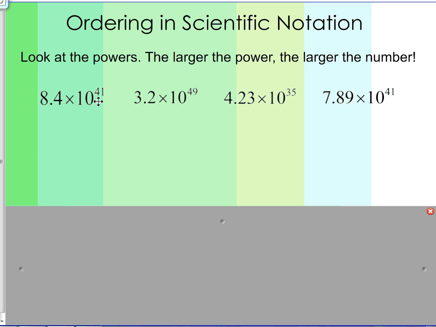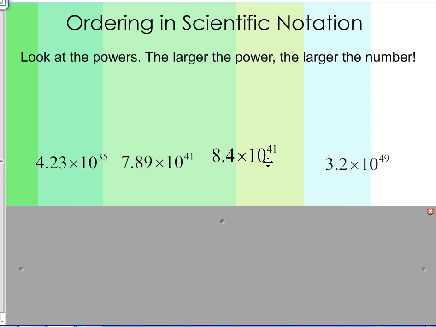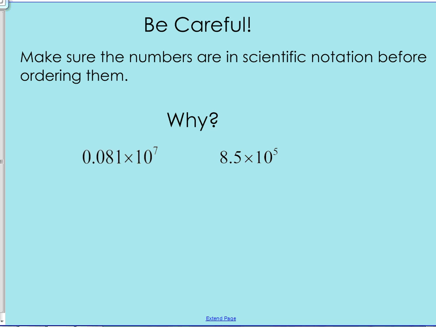So for example, I have these 4 numbers. Look at my powers. I have 41, 49, 35, 41. So I'm just going to automatically start putting some where I know that they need to go. I know this 35 is going to be the smallest, and this 49 is going to be the largest. But in this case, I have 2 powers of 41. So we need to actually look down at the integer out in front. In this case, 7.89 is definitely smaller than 8.4, so we're going to order it as so. All right, pretty simple. But be careful.